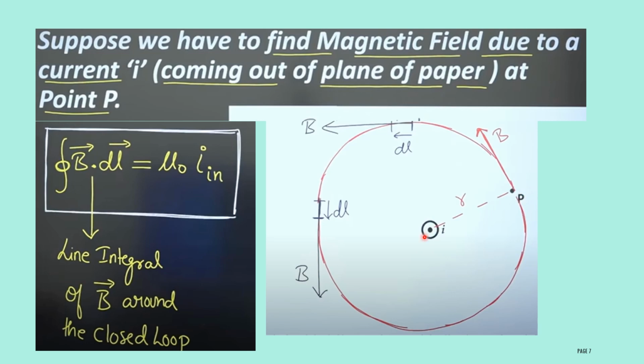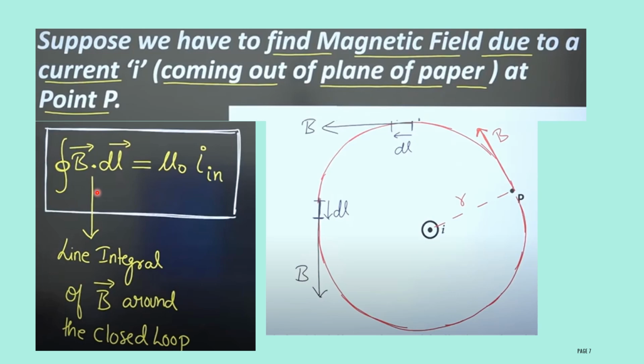Here they already mention the current is coming out of the plane of the paper. This will be the direction of the current. According to the right hand thumb rule, the thumb indicates the direction of the current, and the remaining fingers indicate the direction of the magnetic field. Here the direction of the magnetic field will be anti-clockwise. This is the direction of the magnetic field. If you consider a small length dl, then the tangent indicates the direction of the magnetic field. Here also, this will be the direction of the magnetic field.